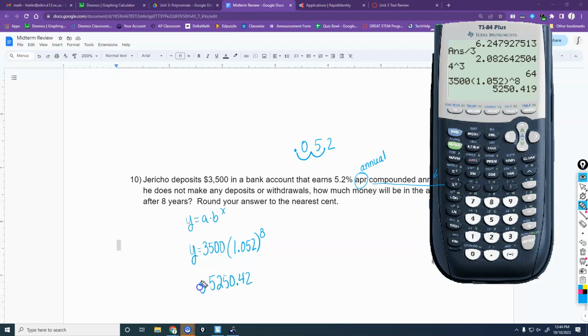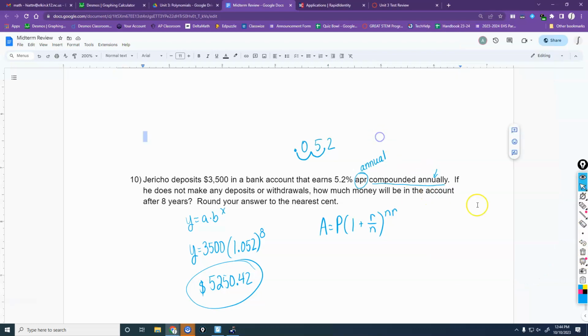5,250.42 dollars there. If you use compound interest, the formula for that was something like A equals P times 1 plus R over N to the N times T. The N is the number of times compounded per year. So if this is compounded annually, how many times is it compounded per year? Annually is just once, right?